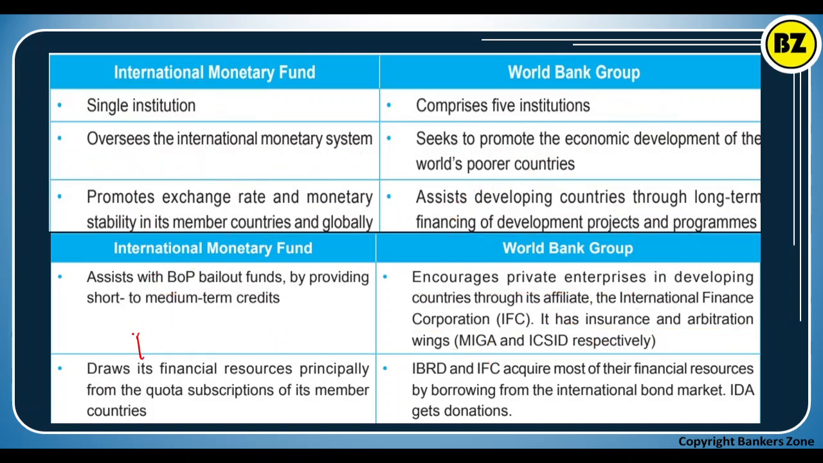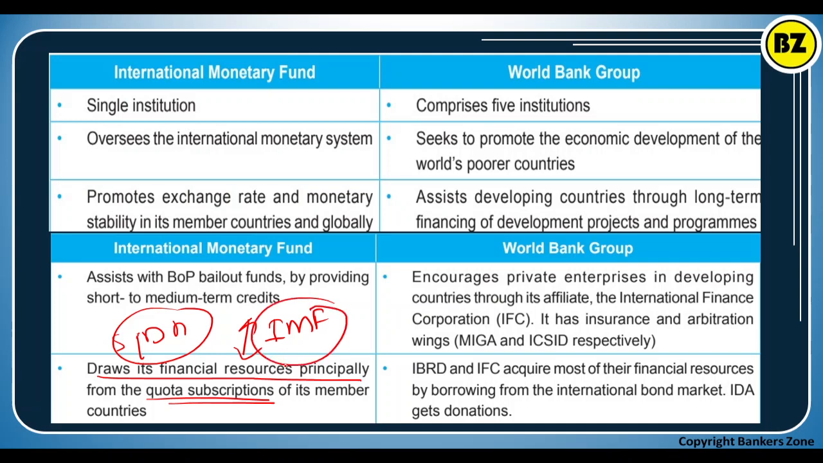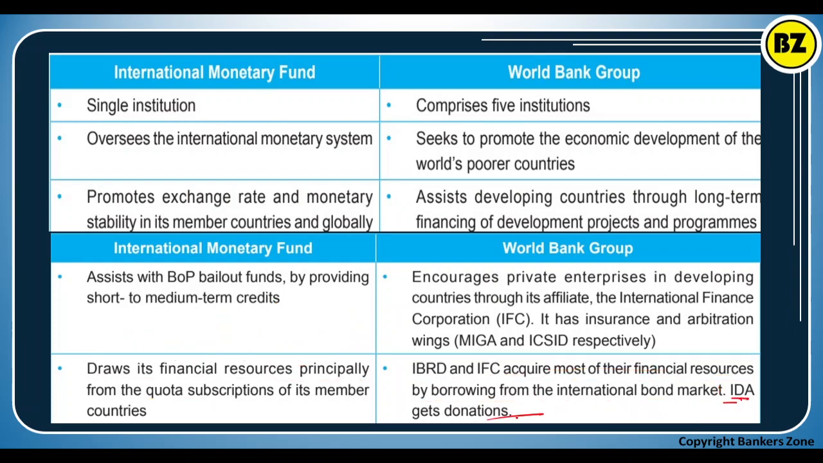IMF has its own currency, the SDR, and it draws its financial resources principally from quota subscriptions. So how does the IMF get money? IMF gets money from its members by way of quota. But IBRD and IFC acquire most of their financial resources by borrowing from the international bond market. So how does the World Bank get money? They borrow from the international bond market, and IDA also gets some donations.